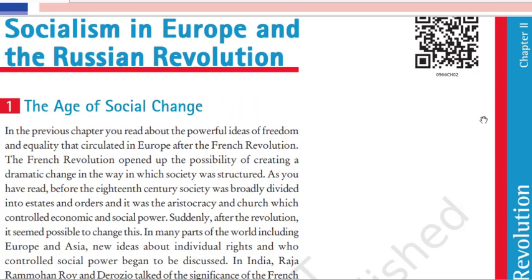Chapter 2. Socialism in Europe and the Russian Revolution. 1. The Age of Social Change. In the previous chapter you read about the powerful ideas of freedom and equality that circulated in Europe after the French Revolution. The French Revolution opened up the possibility of creating a dramatic change in the way in which society was structured. As you have read, before the 18th century society was broadly divided into estates and orders, and it was the aristocracy and church which controlled economic and social power. Suddenly, after the revolution, it seemed possible to change this.